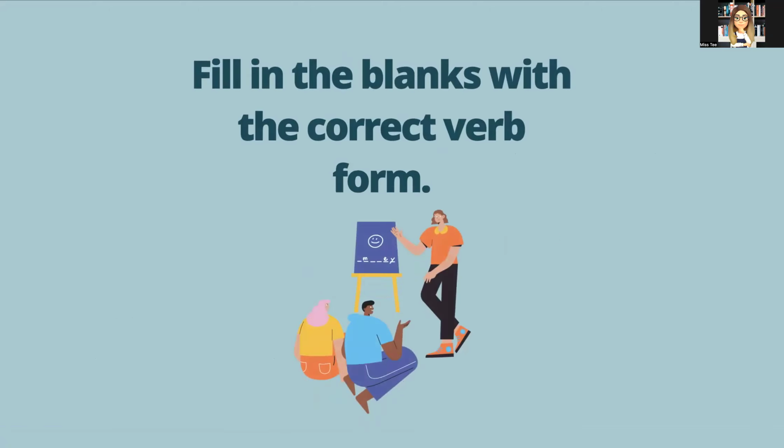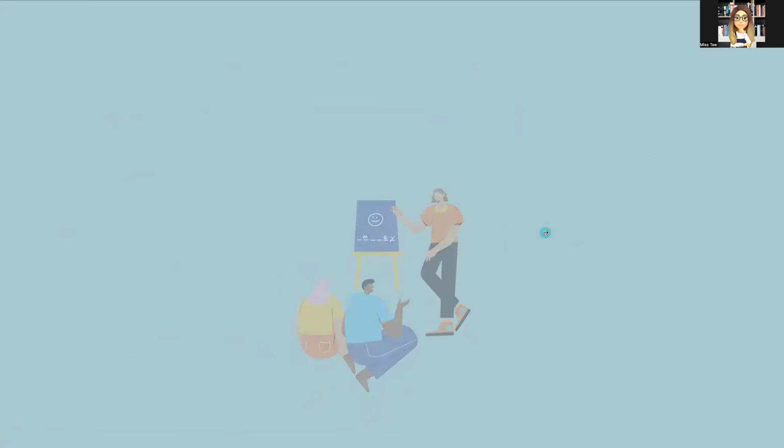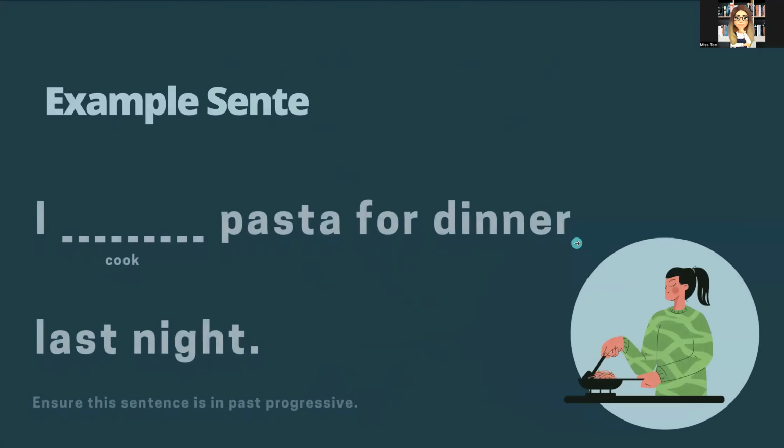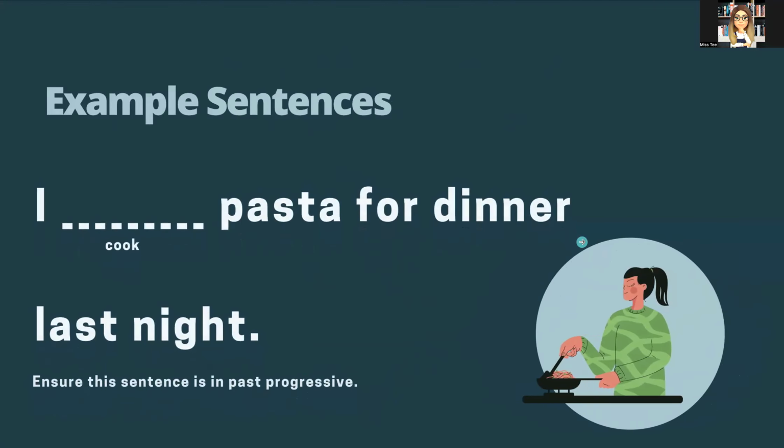So now we're going to do a little test to see how much you can remember. Fill in the blanks with the correct verb form. So this is the first one. I something pasta for dinner last night. And we're going to put this into the past progressive. So first of all, we need a form of be that is good for I, but also good for the past. And then we have to change cook to have ing.